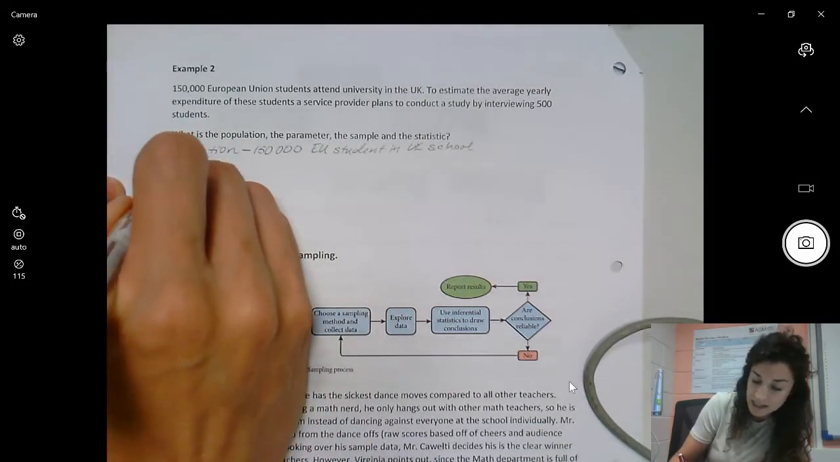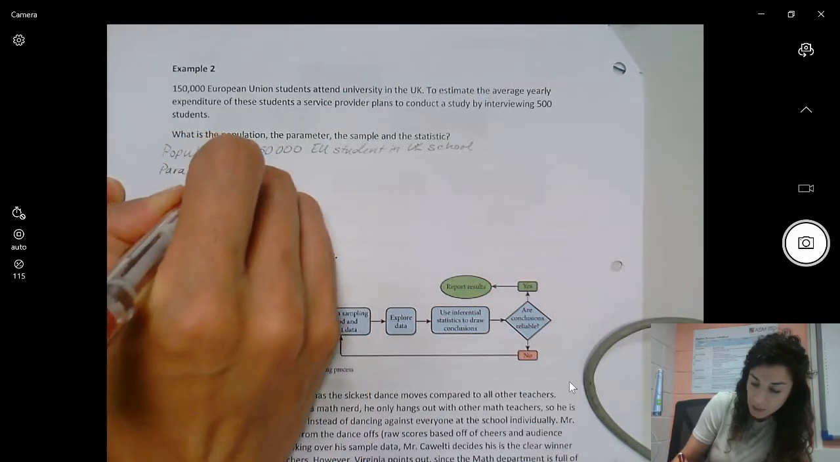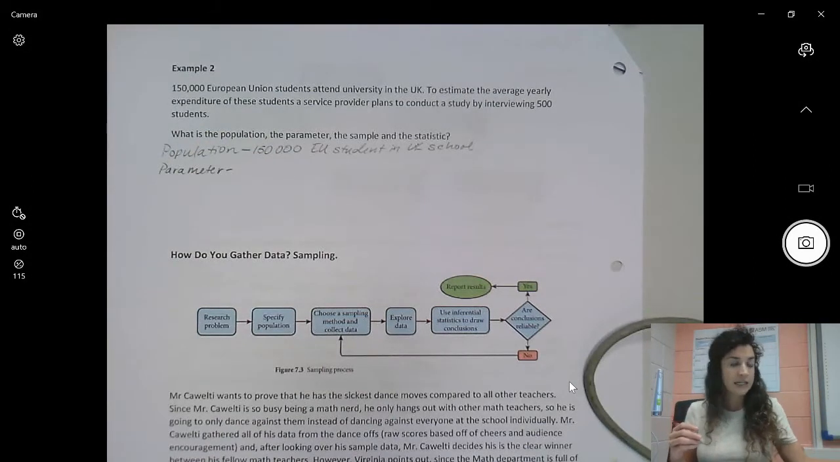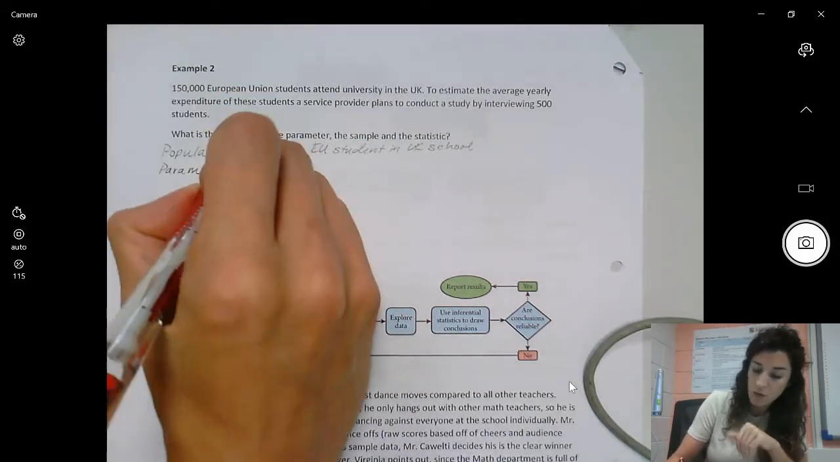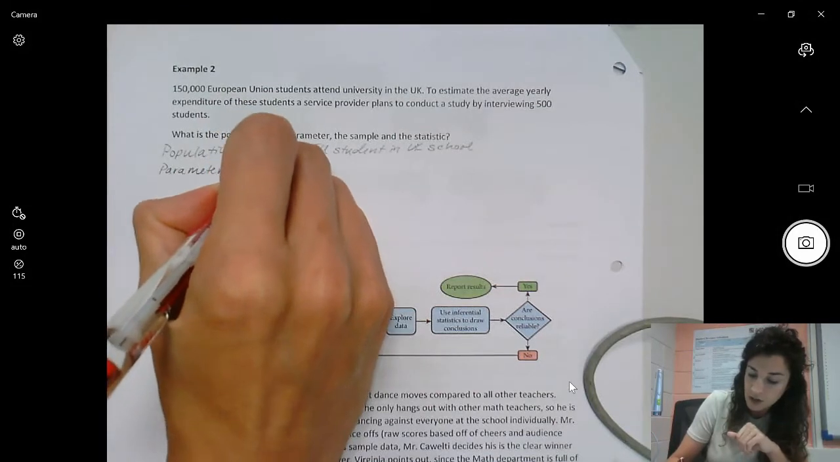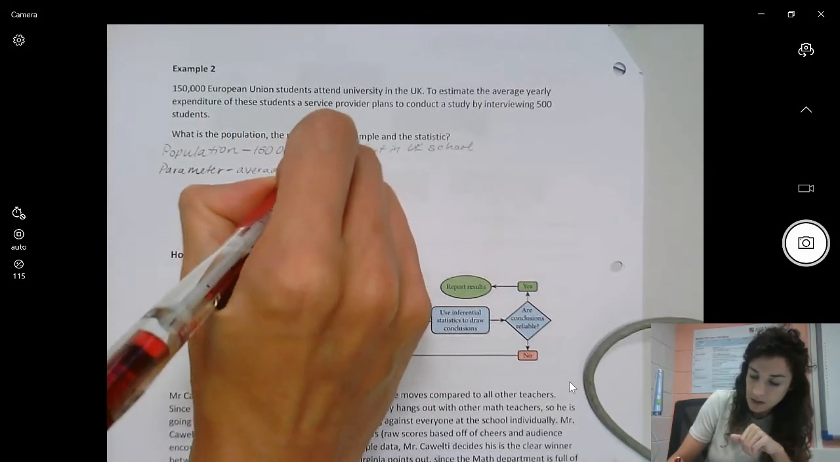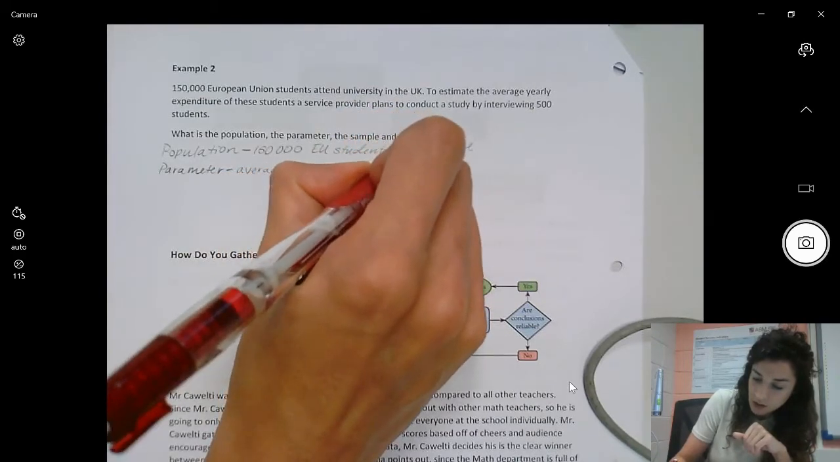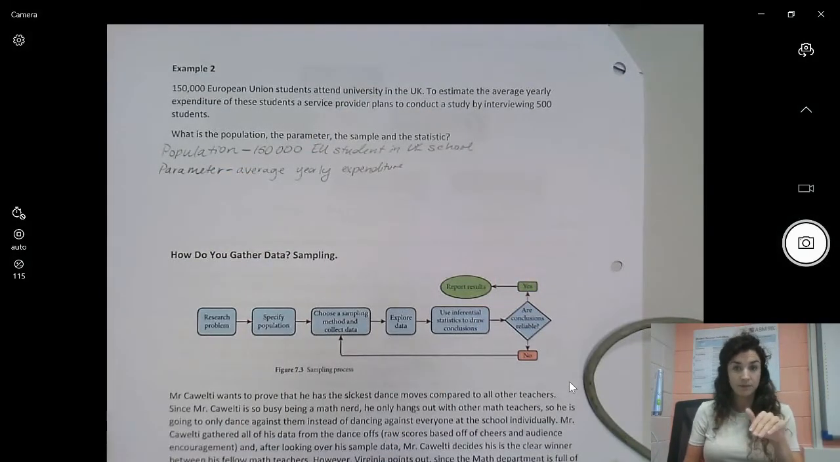So we take in mind the parameter. The parameter is the scope of what we're talking about. What exactly are we trying to study here? What are we looking for here? And what we're looking for is the average yearly expenditure of the population. We want to know what the average yearly expenditure of the students are as a whole.